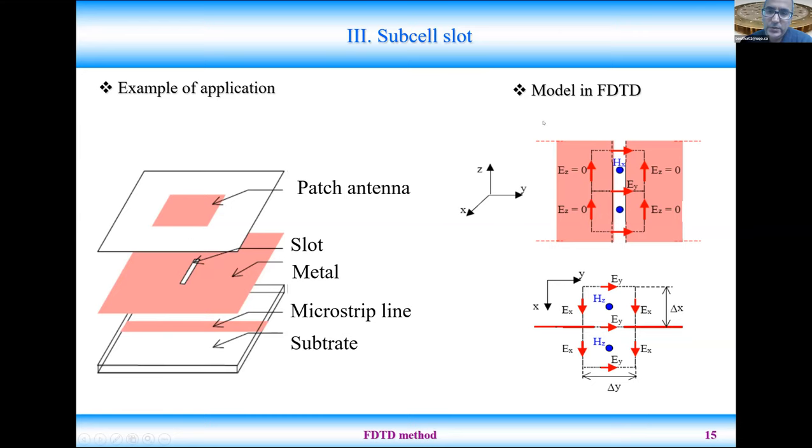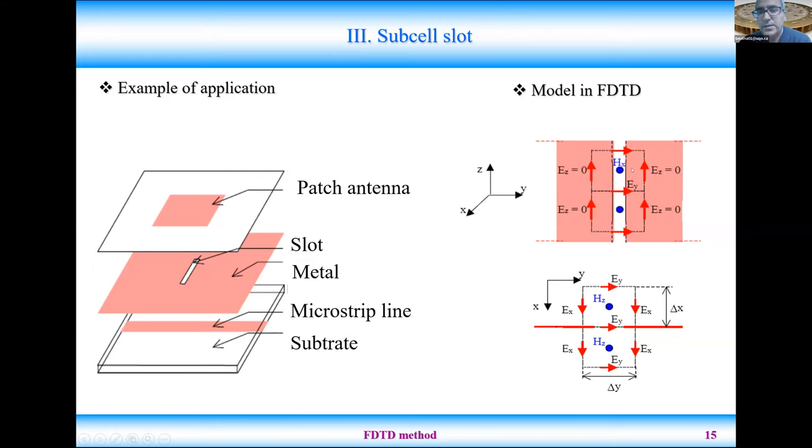So we use the thin slot formalism, which is presented here. Sorry. We consider that the slot is smaller than the cell, and that the slot has to be like this, passing in the middle of the cell. And we consider here HX, EZ, EZ. Here we have EY, EY.